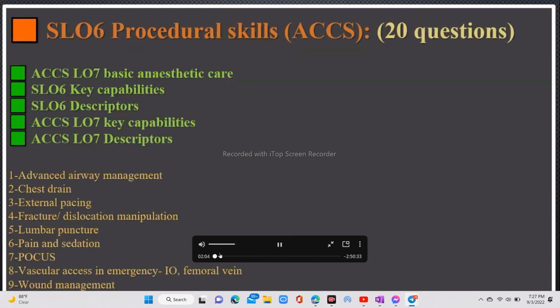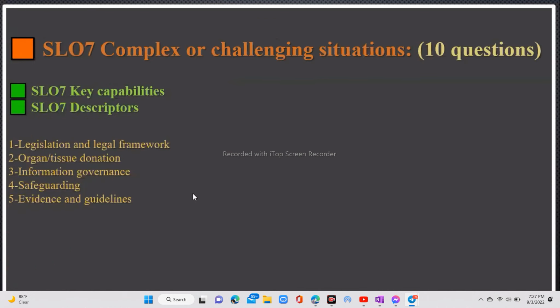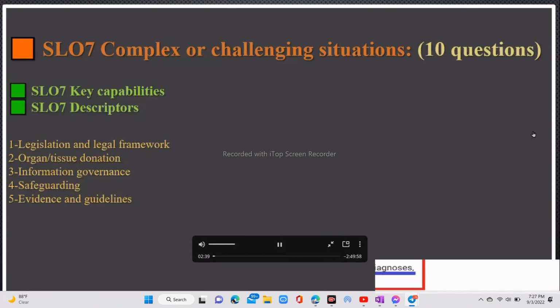So we will follow the curriculum. We have to do 31 chapters, okay? And regarding the procedure, we will do a special session for procedure in the end. Complex challenging situation will be 10 questions. So it's not too much, 10 questions. So you have to study the guidelines and so on.